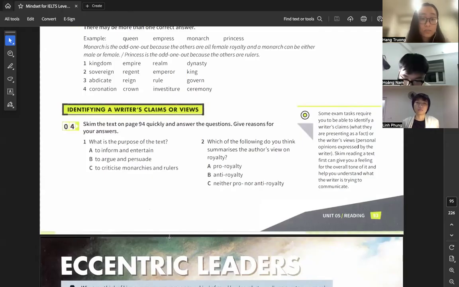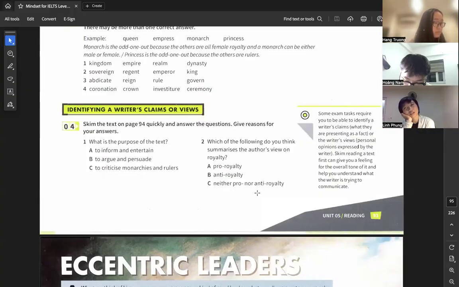I can see that this one is not difficult for you, but probably number 2 is, yeah, it's going to take more time. So which of the following do you think summarizes the author's view on royalty? Now, Jiling, why do you think it is C? Why? What is the reason here?